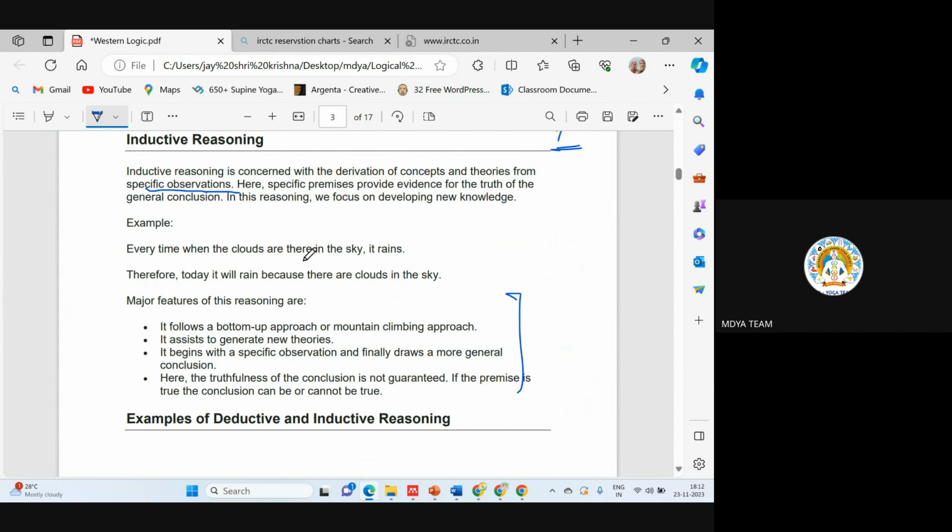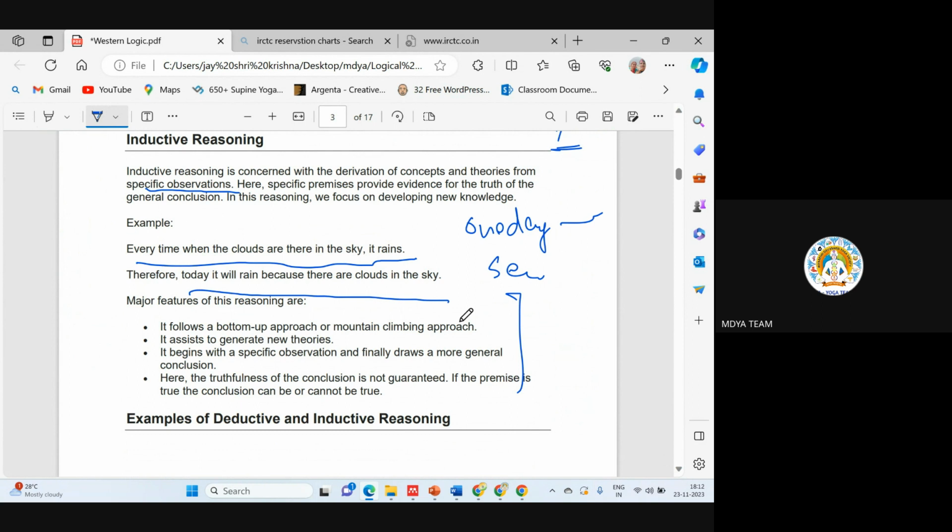you can take any example, like on one day you observe some clouds in the sky. Again, on second day you observe clouds in the sky and it rains. So you develop a theory. Every time when clouds are there in the sky, it rains. Therefore, today it will rain because there are clouds in the sky.